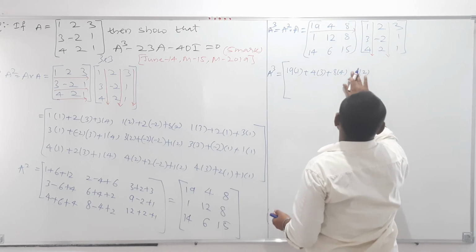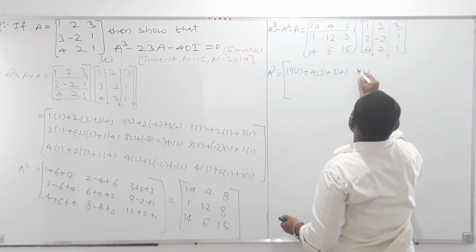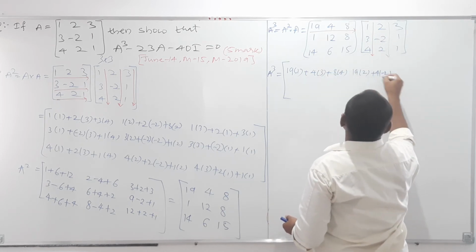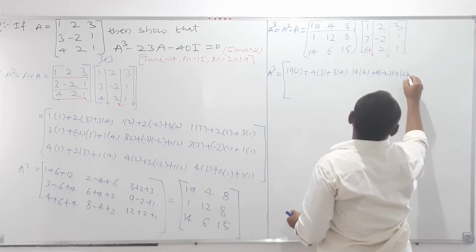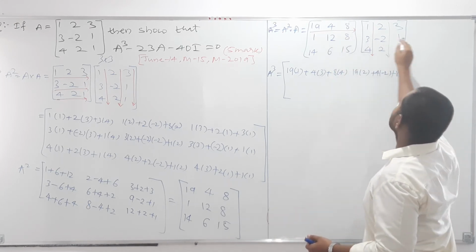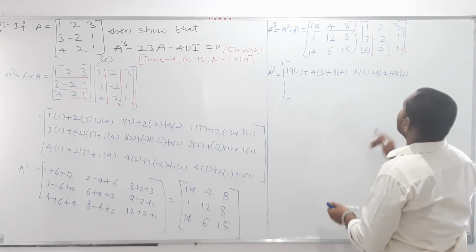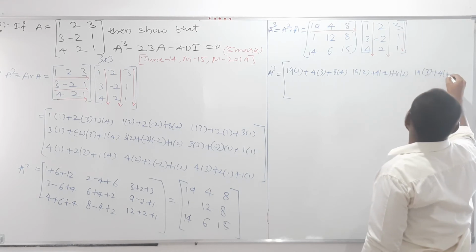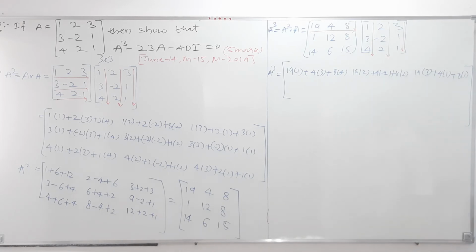First row, first column. First row, second column. That is 19 into 2 plus 4 into minus 2 plus 8 into 2. Next, first row, third column. So that is 19 into 3 plus 4 into 1 plus 8 into 1.